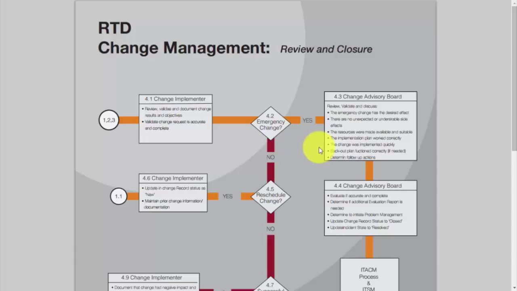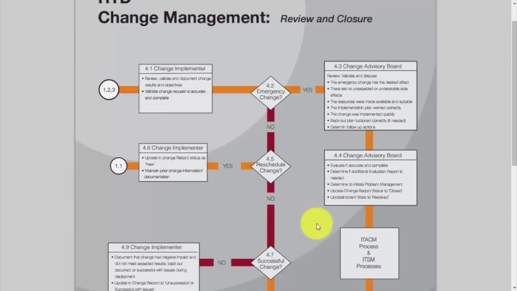This is the responsibility of the Change Advisory Board to ensure that all of these things evaluate to true. If that's the case, they also would evaluate if it was accurate and complete. They need to determine if there's an additional evaluation report that is needed, and also whether to initiate problem management. Following all those evaluations, we would update the change record status to closed and update the incident state to resolved. At that point, we would have a relationship with the asset configuration management processes.